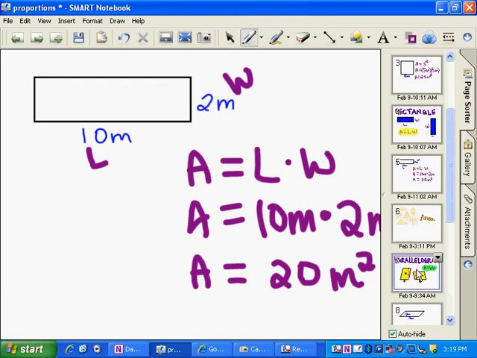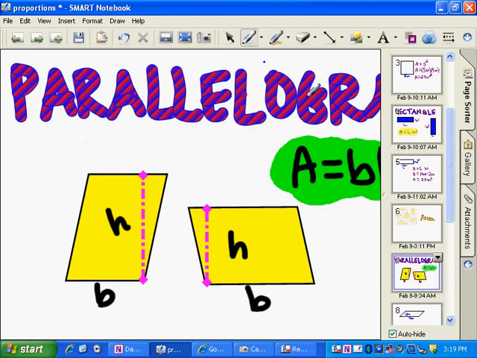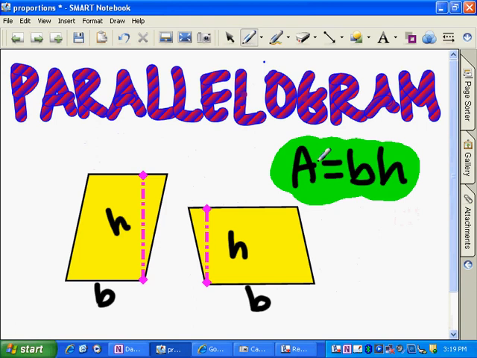The next shape is a parallelogram, and the formula for the area of a parallelogram is base times height. What's important to remember here is the base is the bottom, and the height is the height from top to bottom of the parallelogram. It's not the length of the slant, it's the height of the parallelogram.